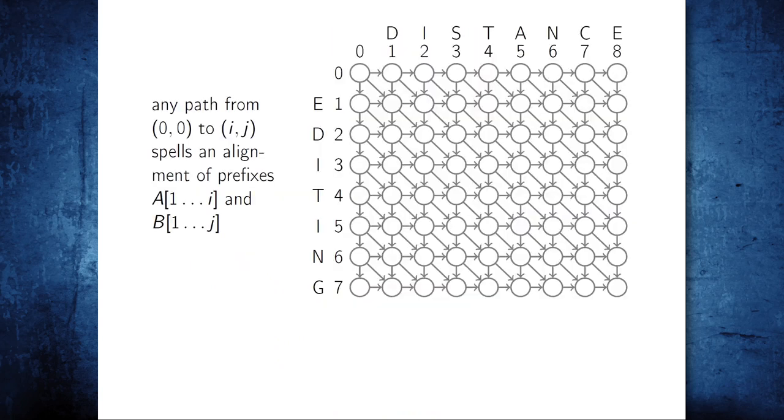We can start by noting that any path from (0, 0) to (i, j) in the dynamic programming matrix spells an alignment of an i-prefix of A with a j-prefix of B. For example, let's start aligning the sequences, which means let's start traveling from the point (0, 0) to the point (n, m) in our dynamic programming matrix. As soon as we move along a diagonal edge, it will correspond to either a mismatch or a match. Then we'll continue using horizontal or vertical edges, and it will correspond to insertions or deletions.